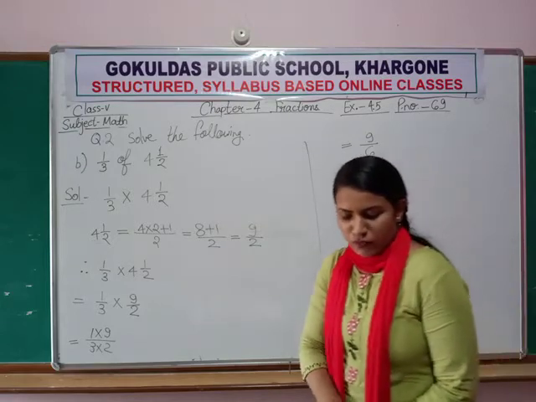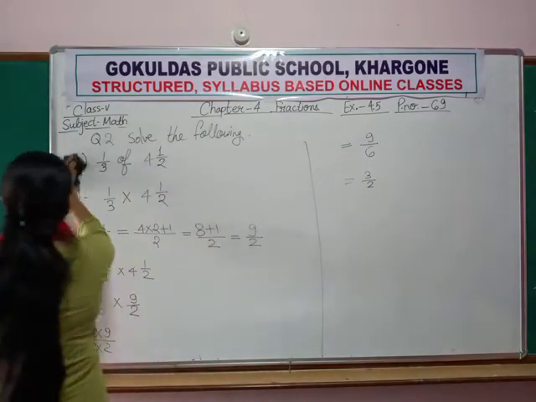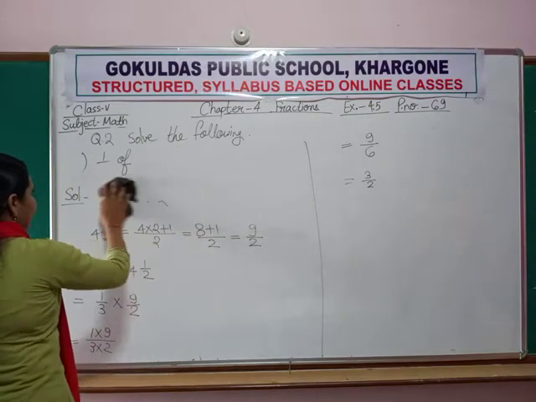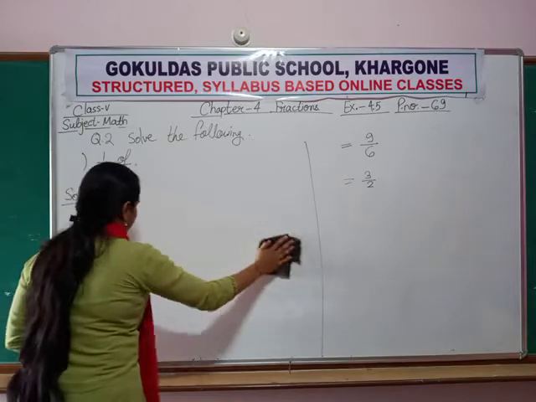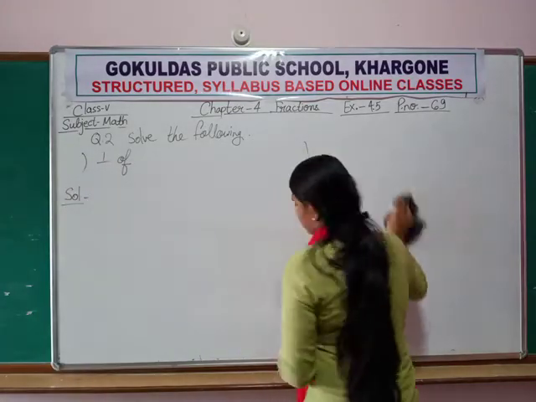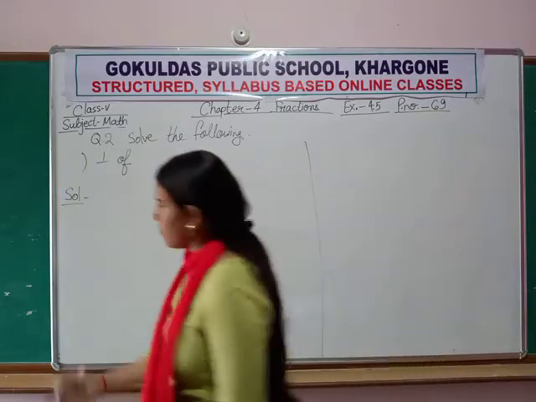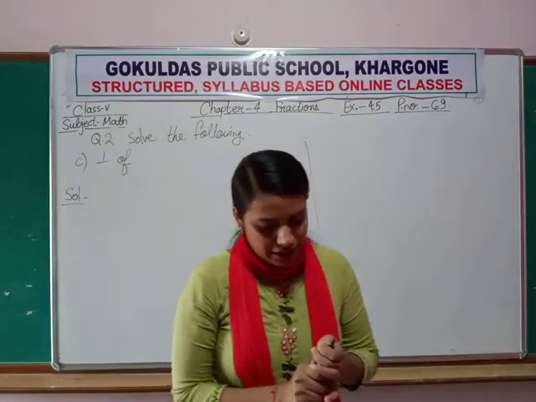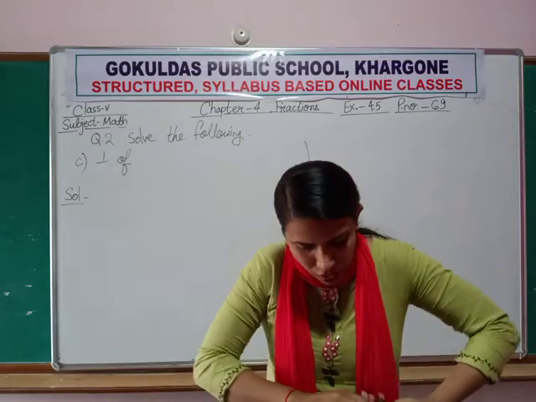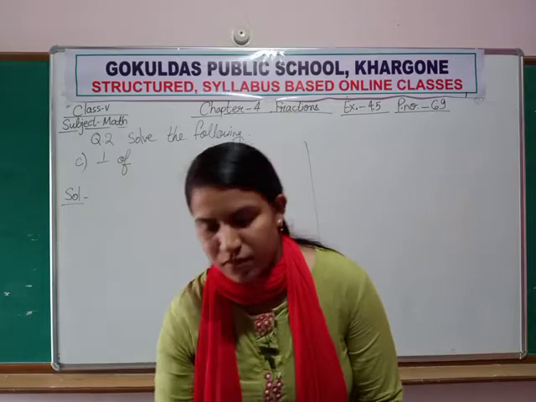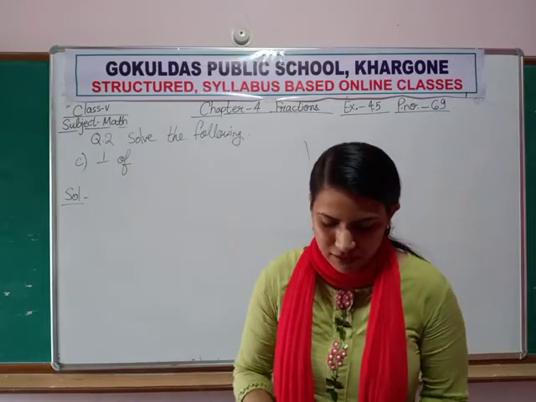Now let us do question number C, in which the given fractions are 1 upon 8 of 3 1/5. Just give me a few seconds.